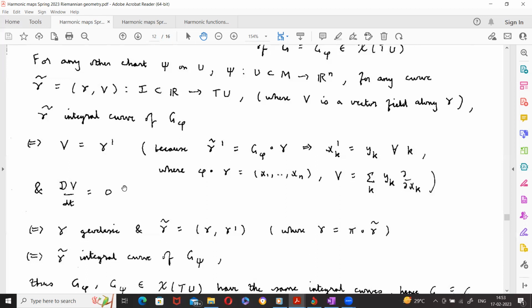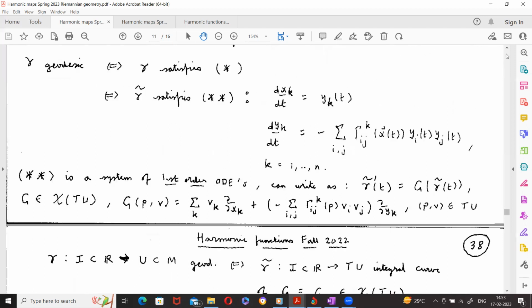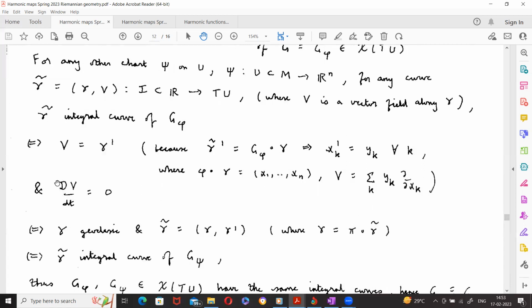And the second equation, dyk dt equal to minus something, implies that the covariant derivative of V is 0, right? So V has to be gamma prime and dV dt has to be 0. But that means nothing other than d dt of gamma prime equal to 0. In other words, gamma has to be a geodesic. And the curve gamma tilde has to be the natural lift of gamma. It has to be of the form gamma comma gamma prime. Okay, so any integral curve of G phi has to be the natural lift of a geodesic.